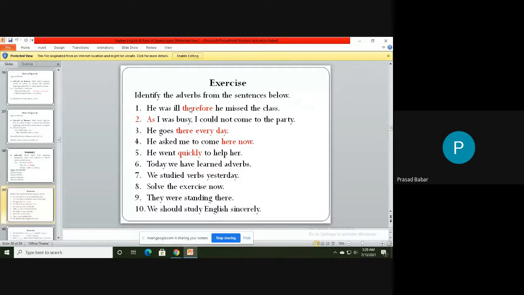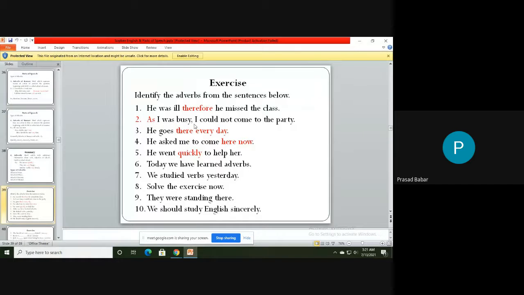It is very easy. Therefore is the adverb of reason, because he was ill, therefore he missed the class. Why did he miss the class? If we ask the question, then it will answer that he was ill, and because of his illness he missed the class, and that is why therefore is the adverb of reason.